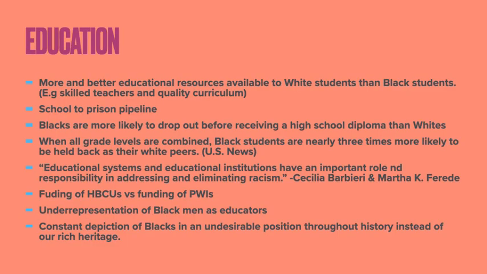Racial inequality can also be found in the education system. For example, more and better educational opportunities are available to white students than black students. There's also a school-to-prison pipeline which compares the test grades of third-grade black students to the incarceration rate. Additionally, statistics show that blacks are more likely to drop out before receiving a high school diploma than whites, and that when all grades are combined, black students are nearly 3 times more likely to be held back than their white peers.